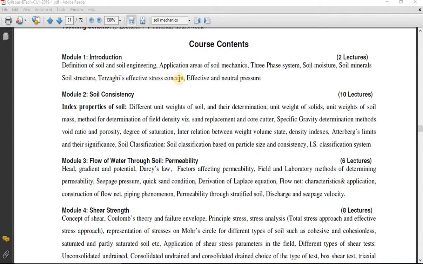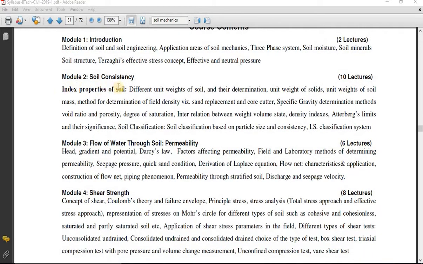Terzaghi's effective stress concept and effective and neutral stresses I am going to cover in fourth unit, because it is most related to unit number 4. Further, you can see in module number 2 we have covered different unit weights of the soil and their determination. Unit weight of the soil and their determination based on three-phase system we have studied. Unit weights of soil mass, method for determination of field density we are about to study. So till here we have completed in second unit also.